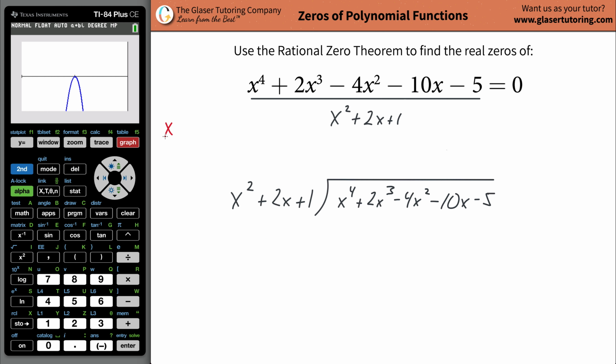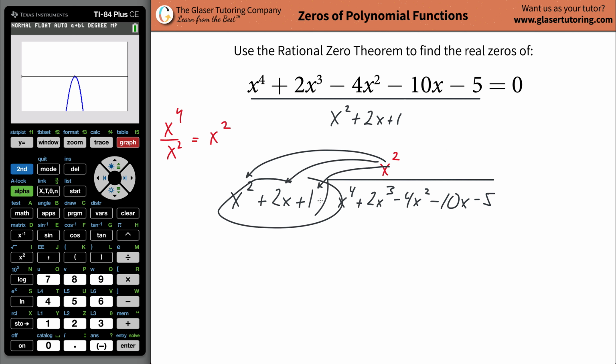In other words, just take the x to the fourth value of your dividend and divide it by the x squared term of your divisor, and that works out to be x squared. So this is the first value of your quotient up here. Put it on the top. I don't care where you put it, just put it somewhere. Then you're going to take this x squared value and multiply it into each term of your divisor here.